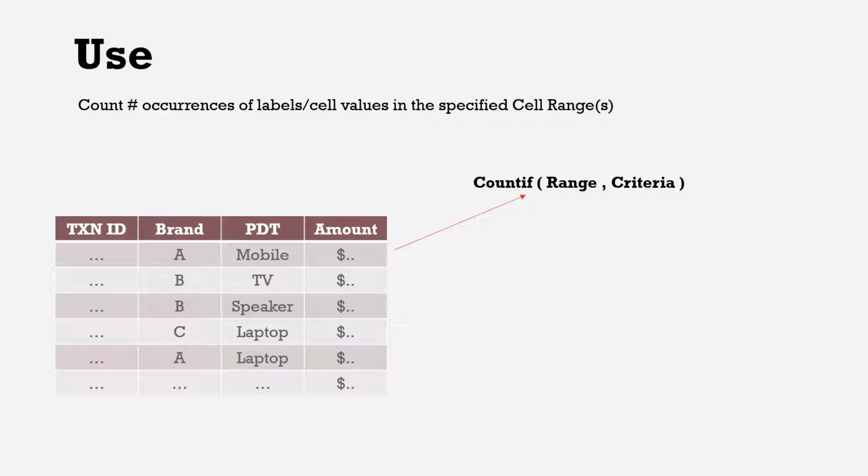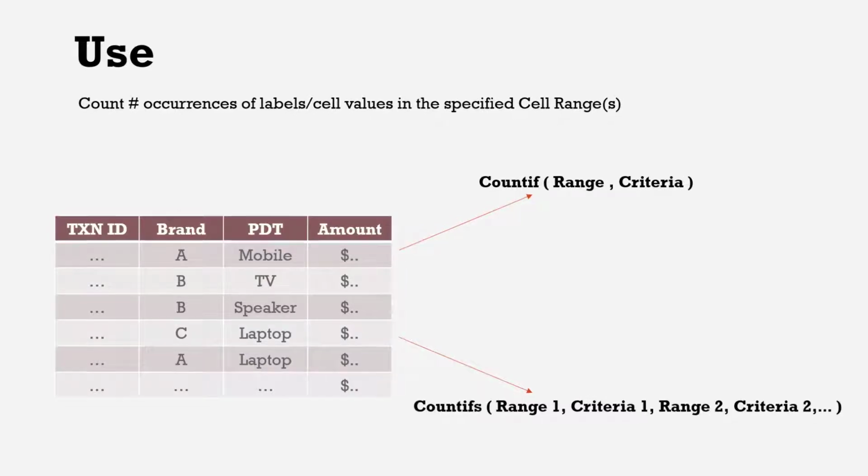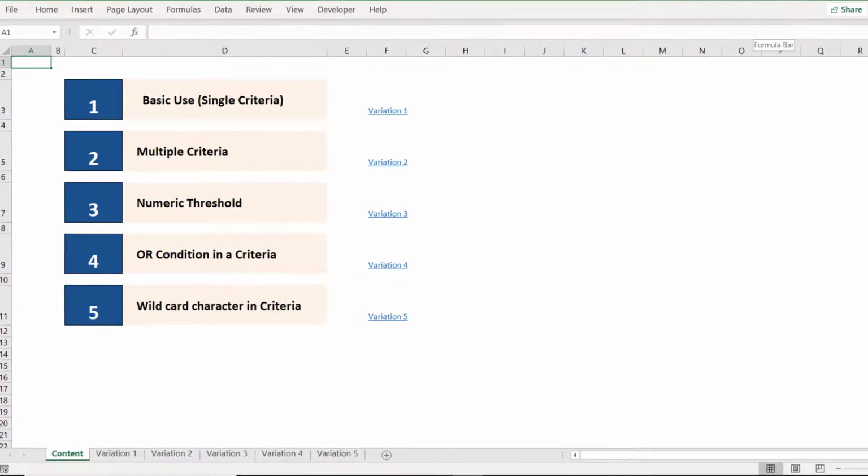and when there are multiple criteria to be applied, we can change this to countifs, and herein we can apply different criteria on different cell ranges. Let's now take up a few examples to understand the different variations that we can use under this function. In total, we will look at 5 different variations and see how and where we can apply this function.